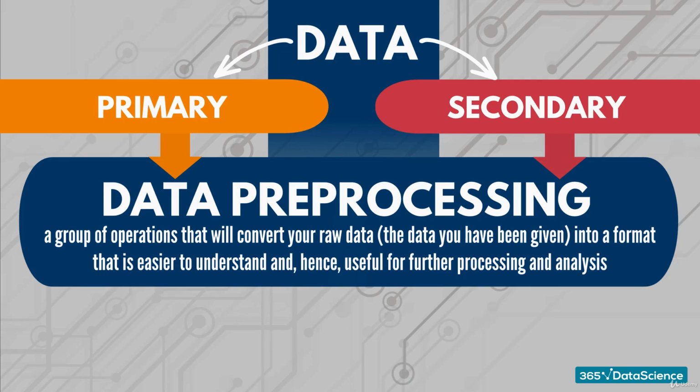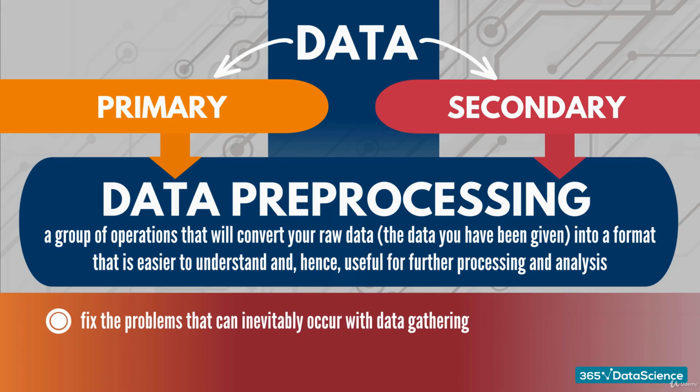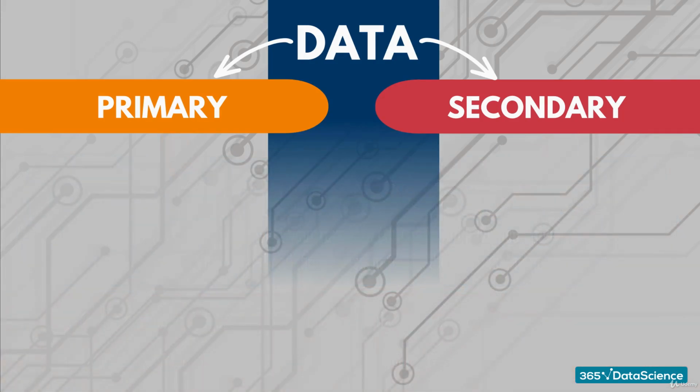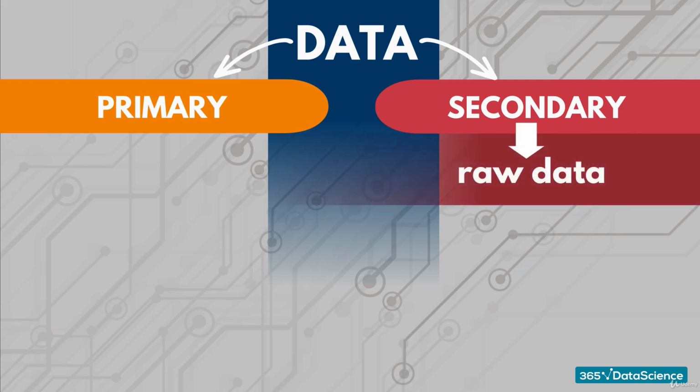This step attempts to fix the problems that can inevitably occur with data gathering. Furthermore, it helps organize your information in a suitable and practical way before you do your analysis and start making predictions. Having said all that, remember, we will be working with secondary data. We will call the initial set raw data. It will not be polished or prepared for analysis, but that's something we'll do in the next section.